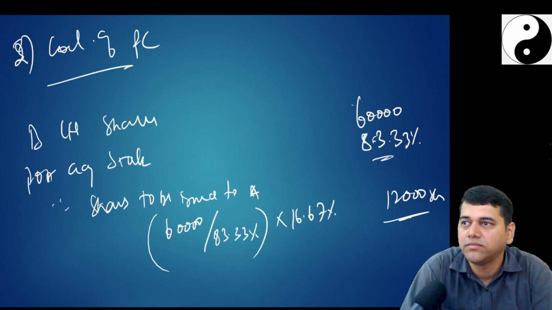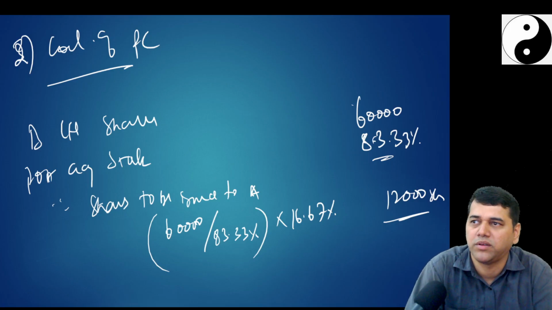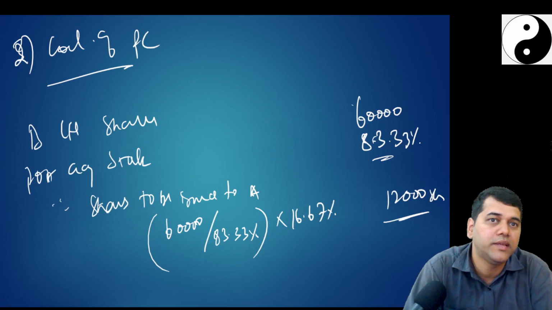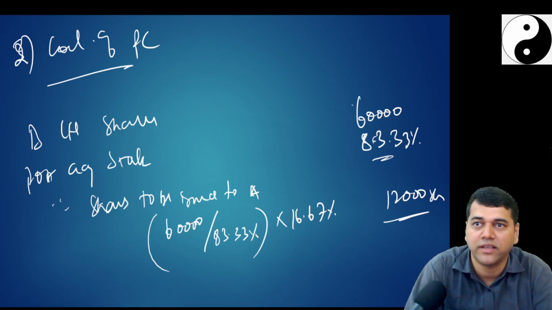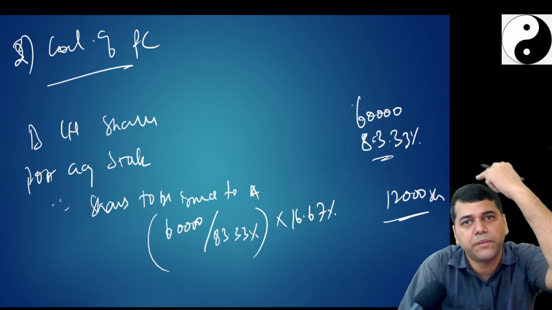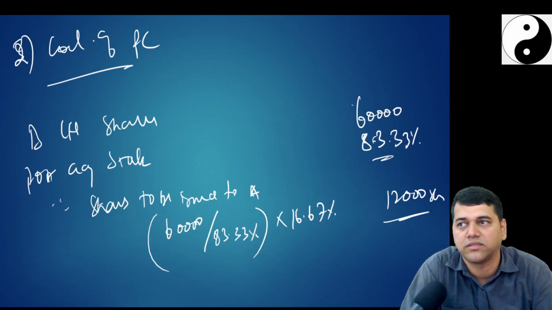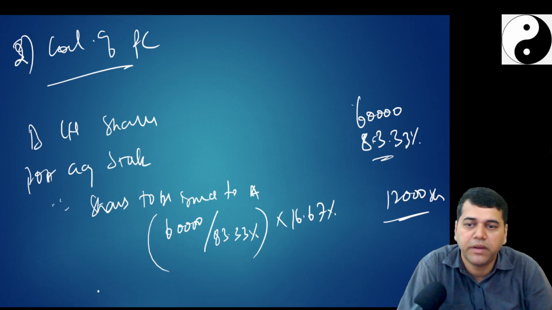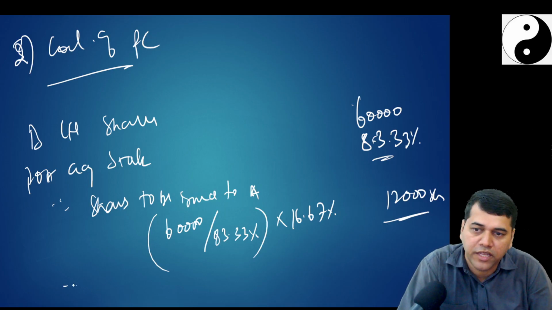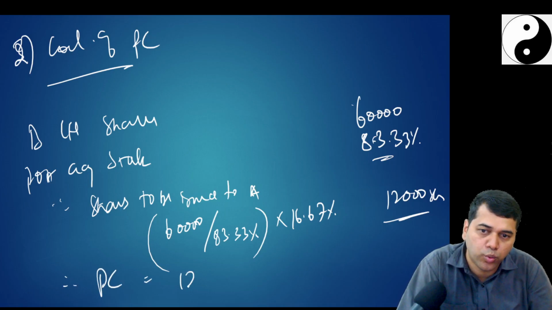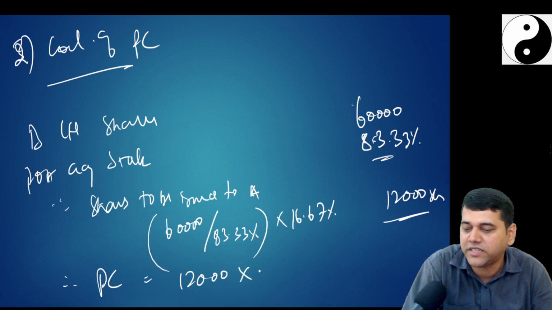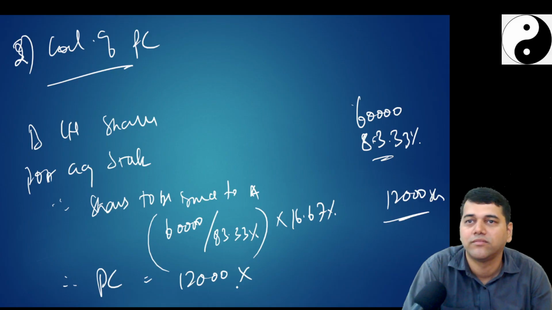Have you understood? Same question, except the face value is 10 rupees. So what I think, highly probably they may ask you this question in the exam. Alternatively, they may repeat the same question of that AX, BX. Be prepared for both. Now, therefore, PC is equal to 12,000 number of shares into, please tell me, into what?